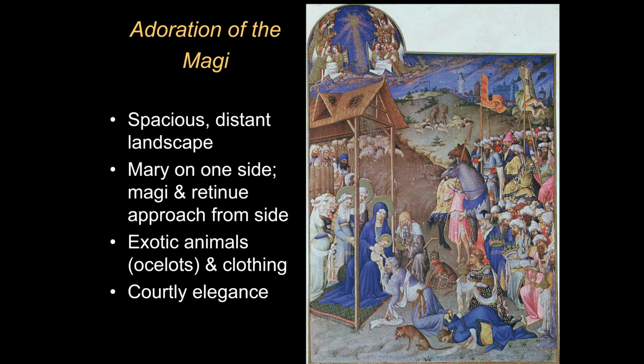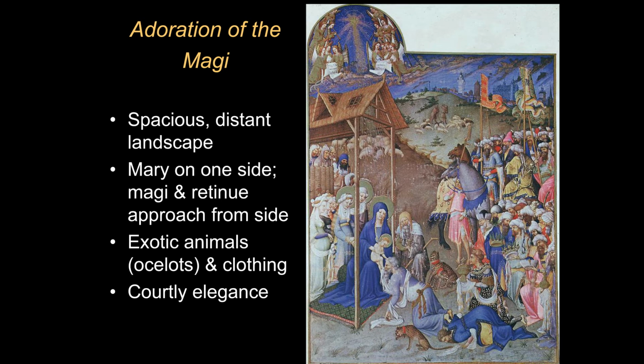The people, as we said, have exotic costumes. There are also some exotic animals. There are what look like little leopards or ocelots who have come with the kings. And I think that brown head, I was looking at it, is that supposed to be a camel's head? Or is it, it seems to have a slightly different shape than the horse's head.